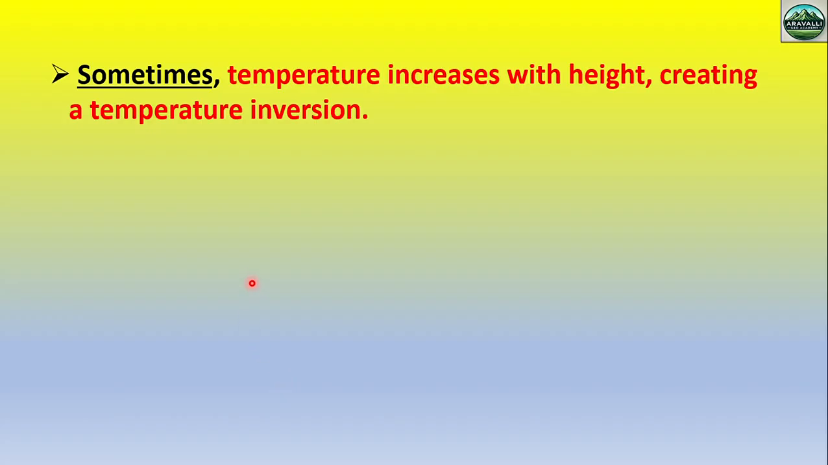Okay, lapse rate changes from location to location, but sometimes temperature increases with height. Usually we know that temperature decreases with height, but sometimes temperature increases with height. This phenomenon is known as temperature inversion. So what is the difference between temperature inversion and lapse rate? In lapse rate, temperature decreases with height, and in temperature inversion, temperature increases with height, just opposite to each other.